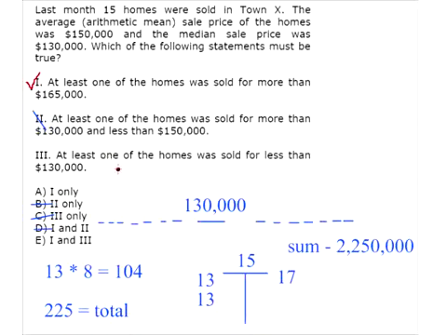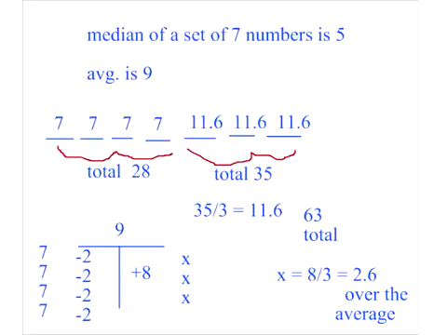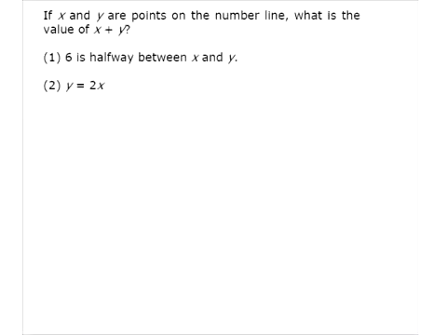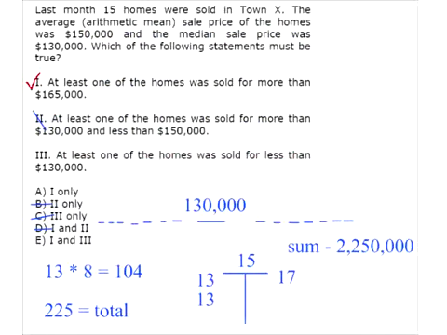Do I have to have at least one home for less than 130,000? Nope. Again, just like with our simple example, I could make everything below the median equal to the median. And I keep going in the wrong direction. So no, case 3 also doesn't have to be the same.